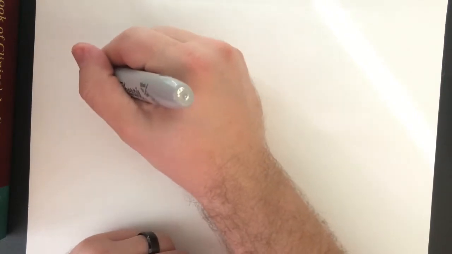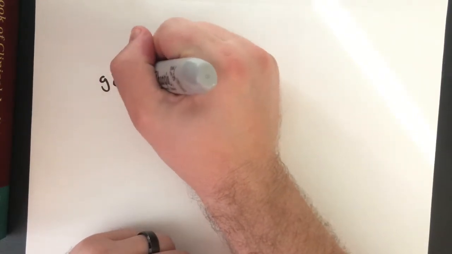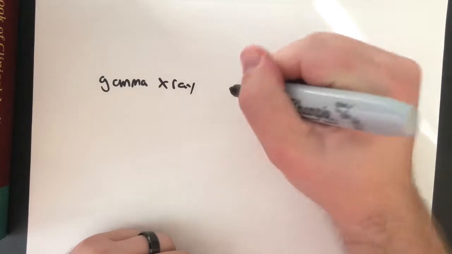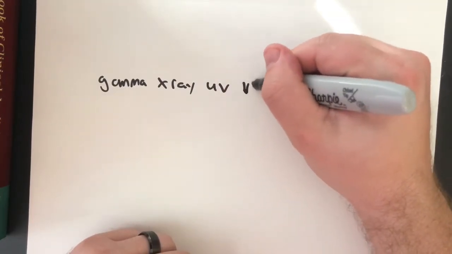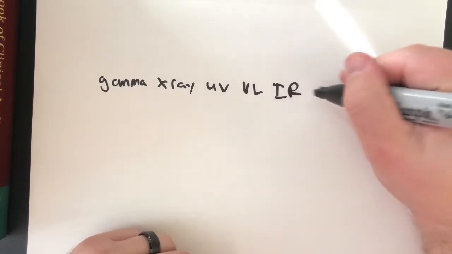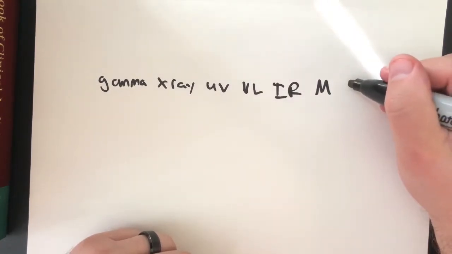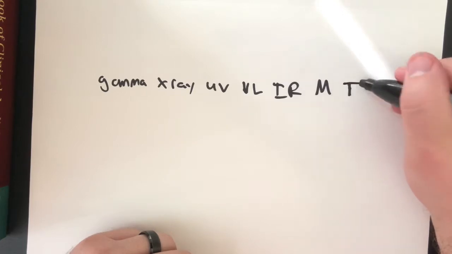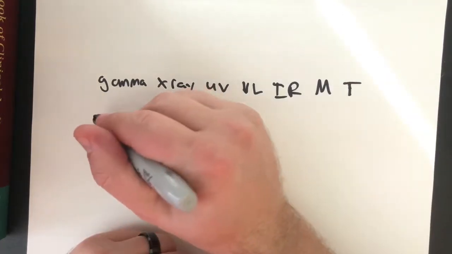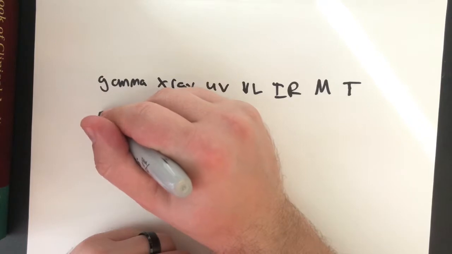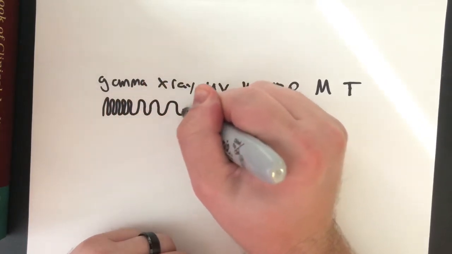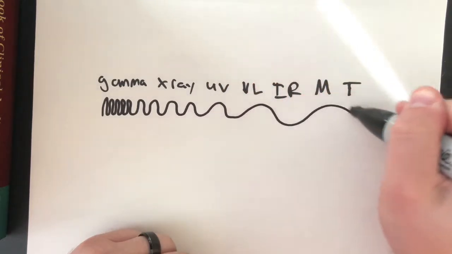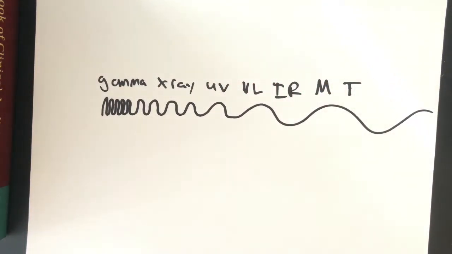If you know anything about the electromagnetic spectrum, you know it goes from gamma rays, X-rays, ultraviolet, visible light, infrared, microwaves, and then radio and TV waves over here. Gamma rays have a very, very small wavelength, and they get bigger wavelengths as you go, bigger and bigger. Now, that's the wavelength.